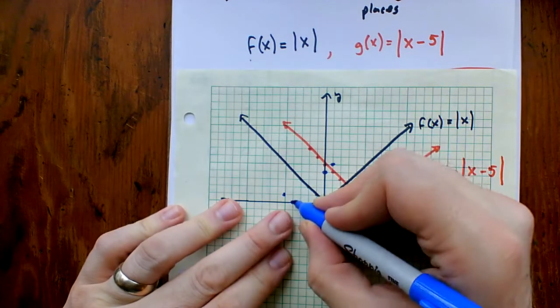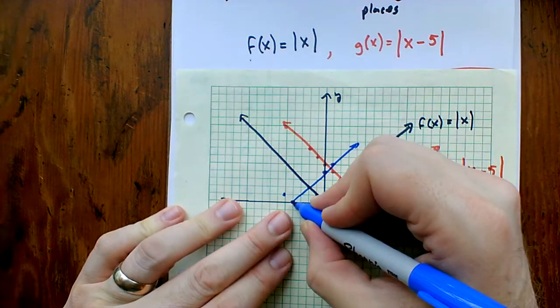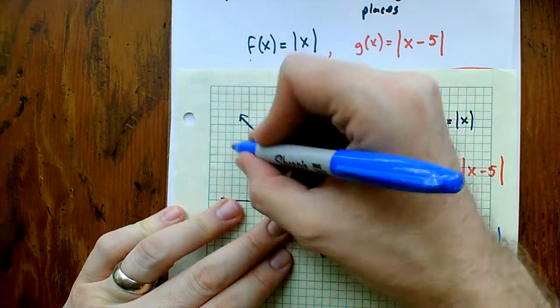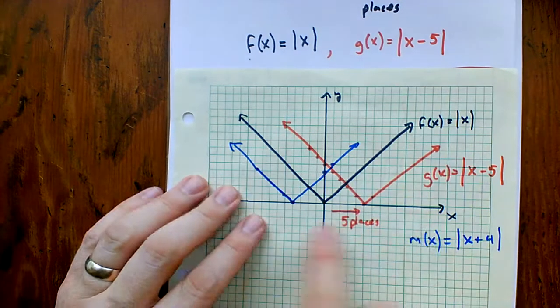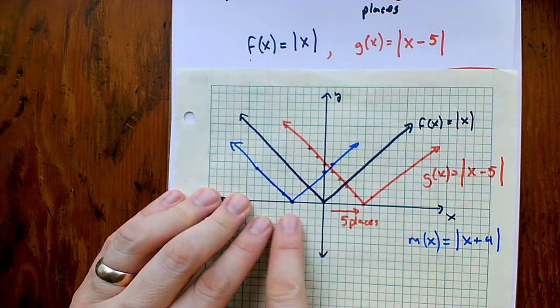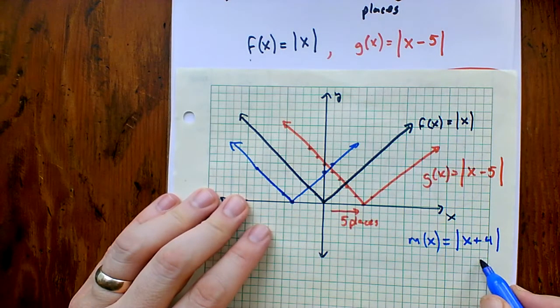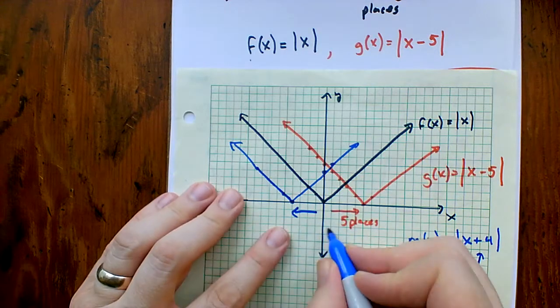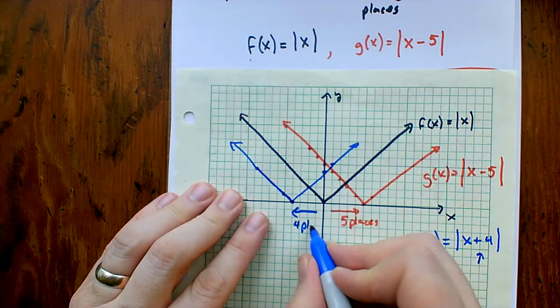And we'd see that this same pattern holds up. All we're doing is taking this same shape and we're shifting it either to the left or to the right. Here this was plus 4, which moves that to the left 4 places.